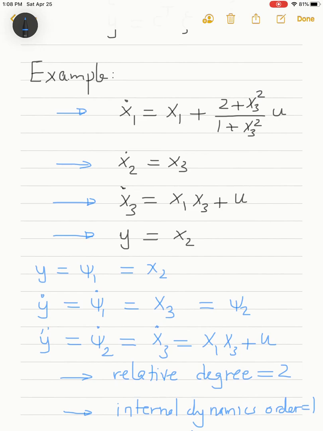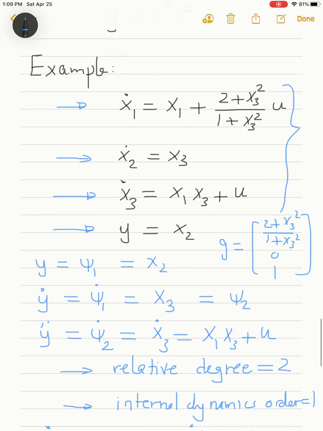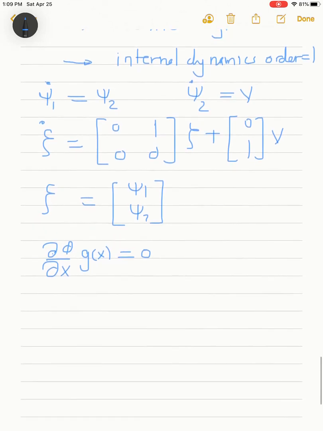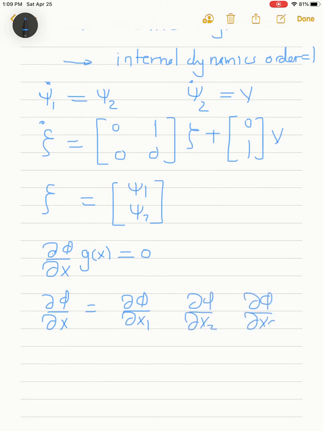If we write vector g from the equations here, we can write that g equals (2 plus x3 squared) over (1 plus x3 squared) from the first equation, 0 from the second equation, and 1 from the third equation. We know that phi is a function of x1, x2, and x3. So partial phi partial x is actually partial phi partial x1, partial phi partial x2, partial phi partial x3.